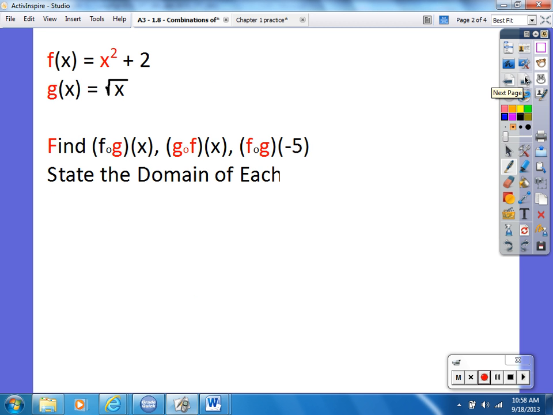Okay. So let's do some composite functions. So go ahead and take a second, copy that down. And after you write the two functions down, put the domain beside them. The domain of the top one. And what would the domain of the top one be? Perfect.